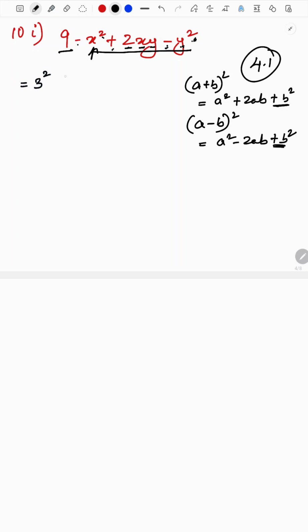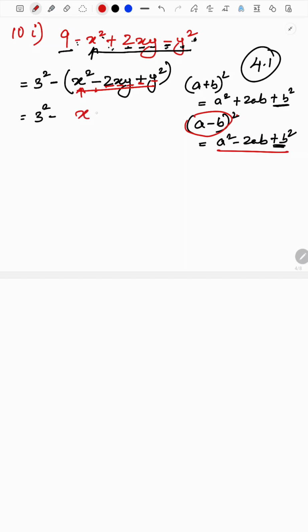9, I will write this as 3 square. Now I'll take minus as common. When I take minus as common, x square, which was minus, becomes positive, plus 2xy becomes minus 2xy, and minus y square becomes plus y square. Now if you see properly, this looks very much similar to a square minus 2ab plus b square, which is a minus b whole square. That means x minus y whole square.